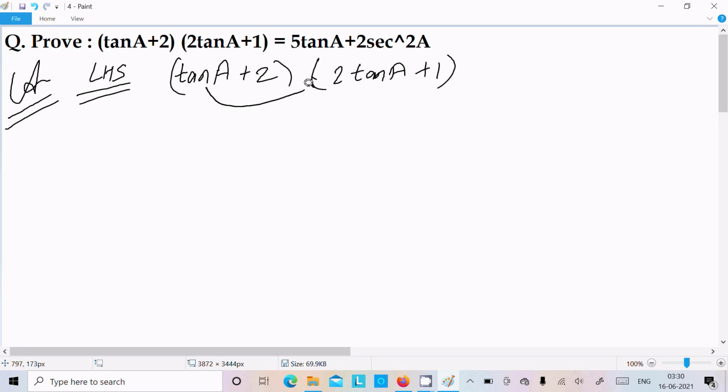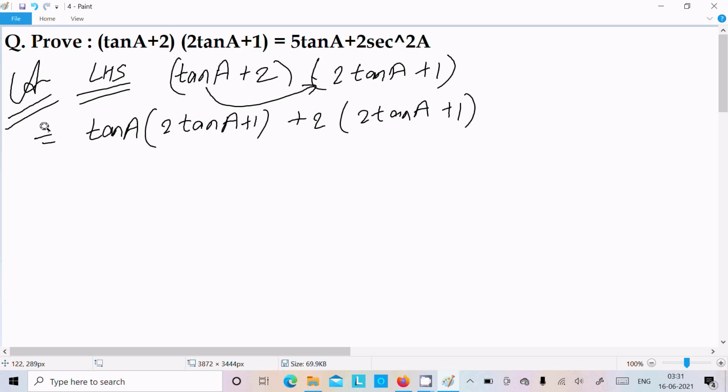So this tanA multiplied with all of this, we can write tanA into 2 tanA plus 1. Thereafter plus 2 into 2 tanA plus 1. Now tanA multiplied with all of this, so it becomes 2 tan²A and tanA. Thereafter 2 multiplied with all of this, so it becomes 4 tanA plus 2.